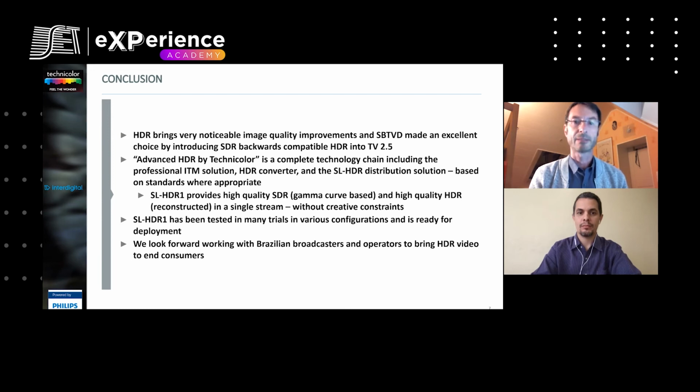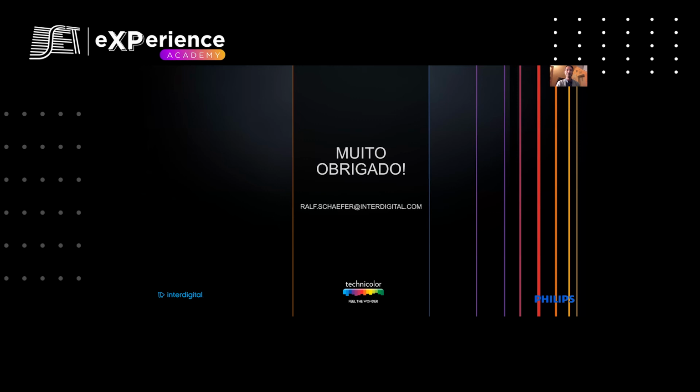SL-HDR1 has been tested in many trials in various configurations. It's ready for deployment, and we look forward to working with Brazilian broadcasters and operators to bring HDR video to end consumers. Muito obrigado. Thank you.